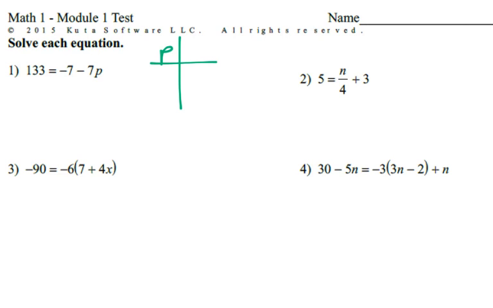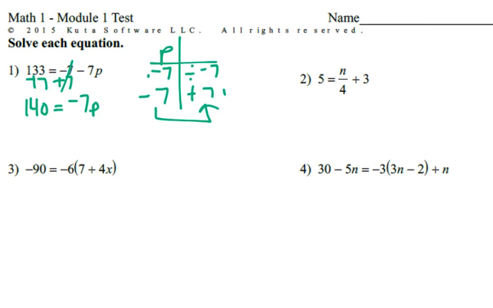So on number 1, we've got p. First you times by a -7, then you would add a -7 or subtract 7. We're going backwards, doing the opposite, so we're going to add 7, then divide by a -7 to get our answer. So we add 7 to both sides. That would give us 140 equals, that cancels out, -7p, so we did that step. Now we're going to divide by -7, and we get p equals -20.